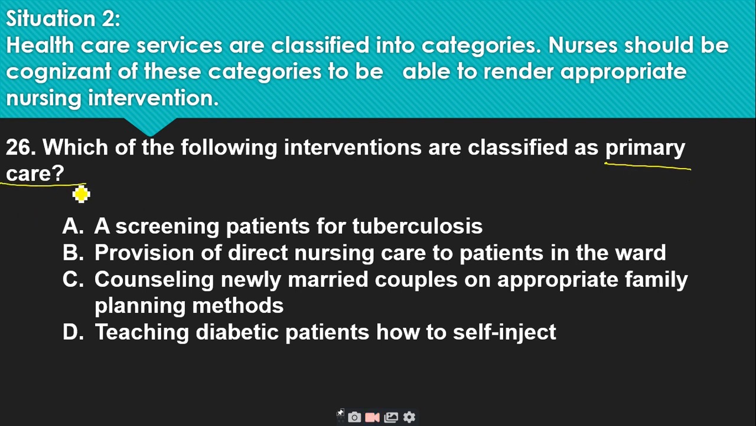Of course, we have these three levels of prevention, right? We have your primary, secondary, and tertiary. Just remember, primary is when the patient is not yet sick. Secondary, the patient is already sick. The tertiary is rehabilitation of a sick patient.